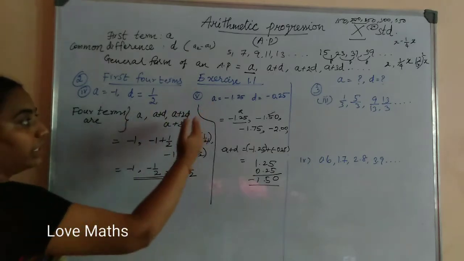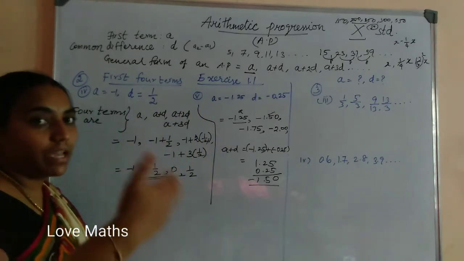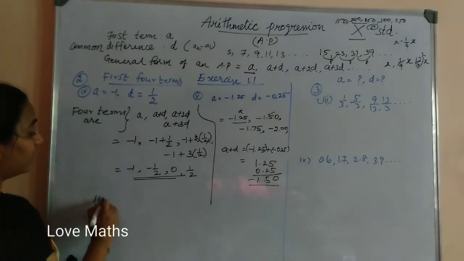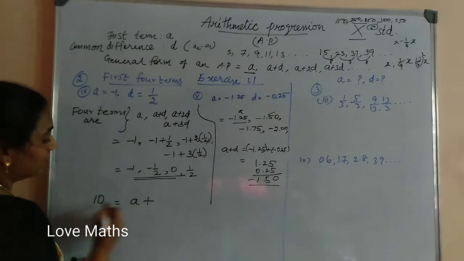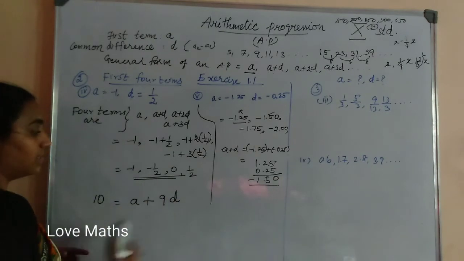In case of 5 terms, you should add A plus 4D. 6 terms means A plus 5D. In case of 10 terms, it means A plus 10 minus 1, which is 9D. That's all. Is it clear, children?